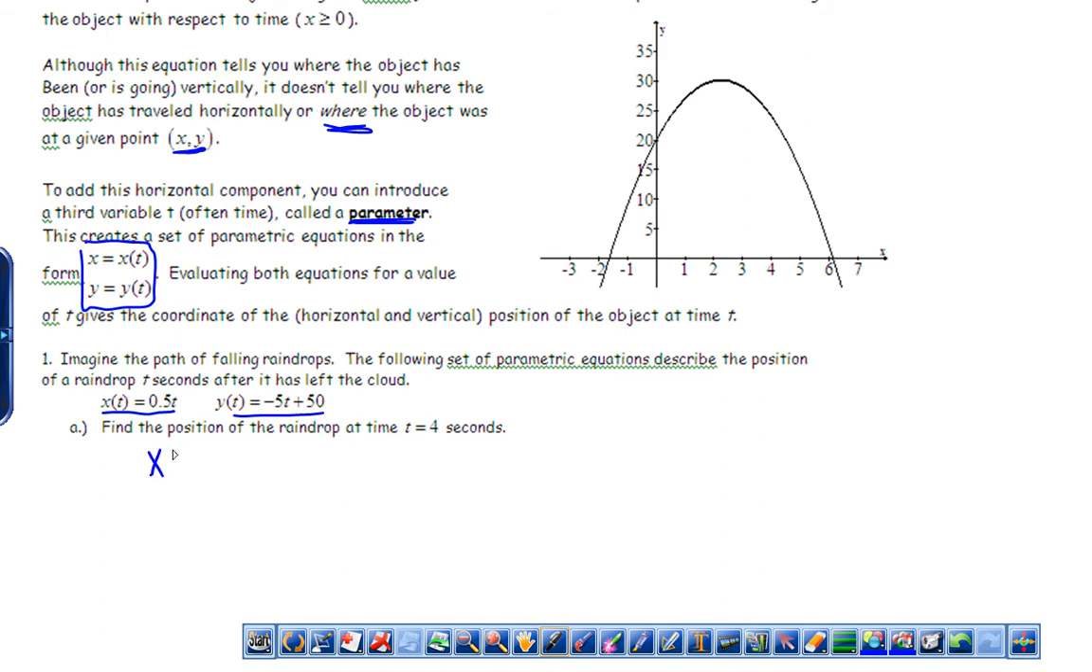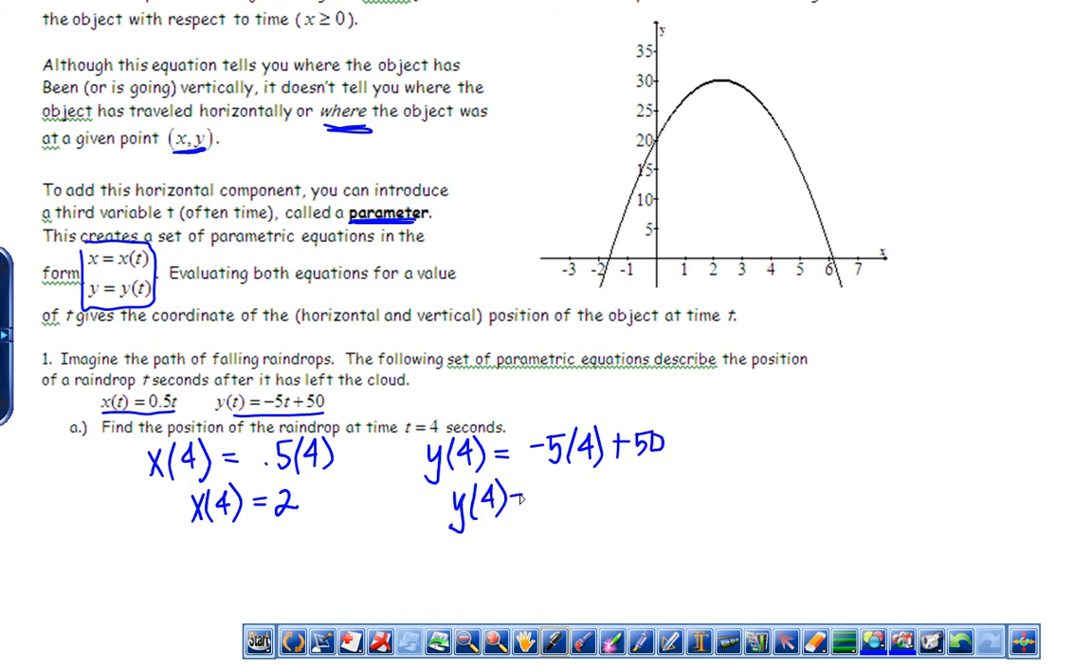So I'm going to say x of 4 is equal to 0.5 times 4. So x of 4 is equal to 2. Do the same thing for the y equation. So y of 4 is equal to negative 5 times 4 plus 50. So y of 4 is equal to 30. And again, up here, it said to write it in an ordered pair, so that would be 2 comma 30. And that would be your answer. That would be your position.